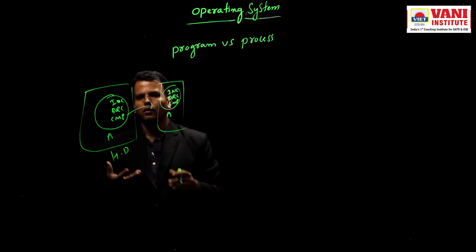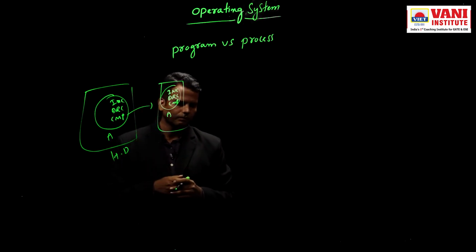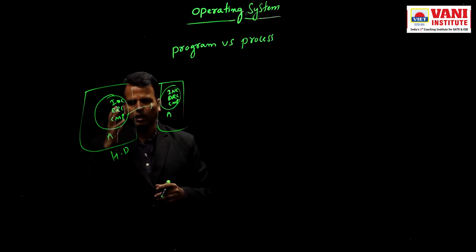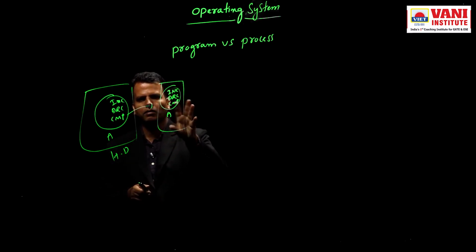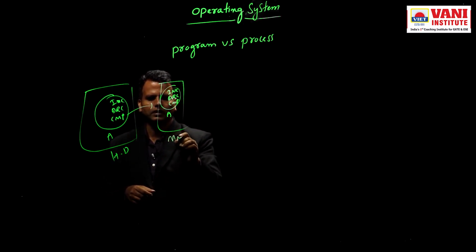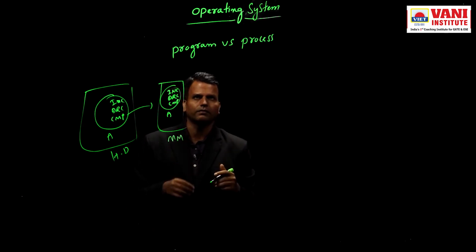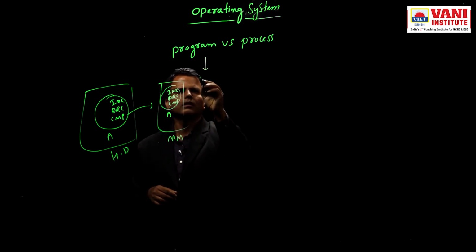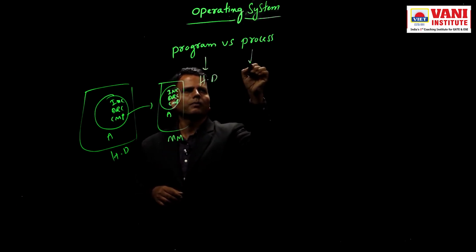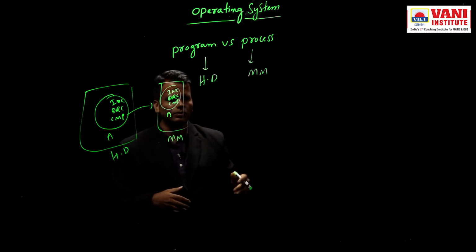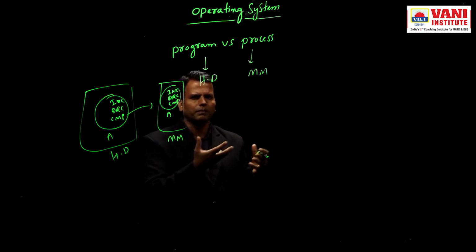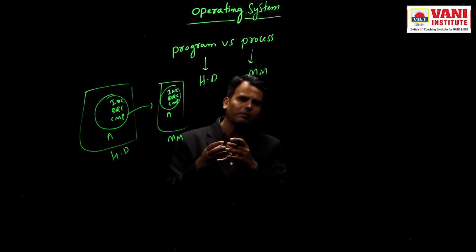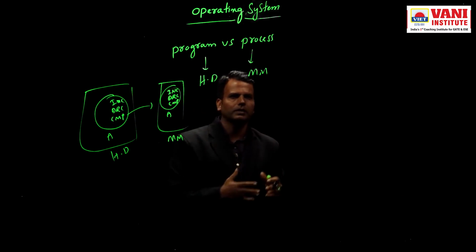It depends on where those instructions are present. Generally the program is present on the hard disk and the process is present in main memory. Inside the main memory, the process is present. This is the first difference. The program is on the hard disk and the process can be inside the main memory. If you are using the virtual memory concept, yes, a process can be present on the hard disk also, but some information of that process is definitely present inside the main memory.